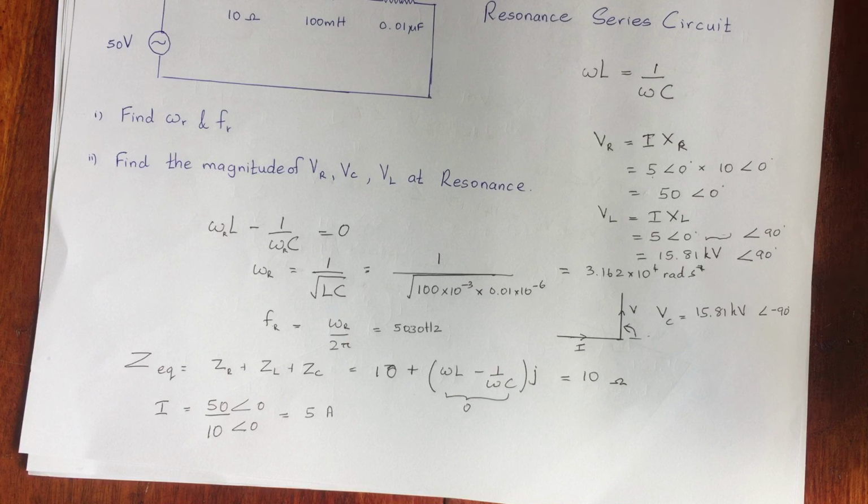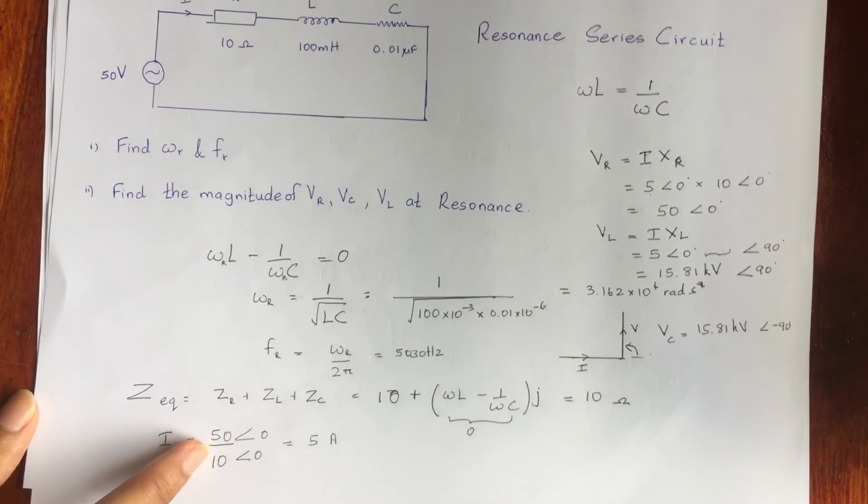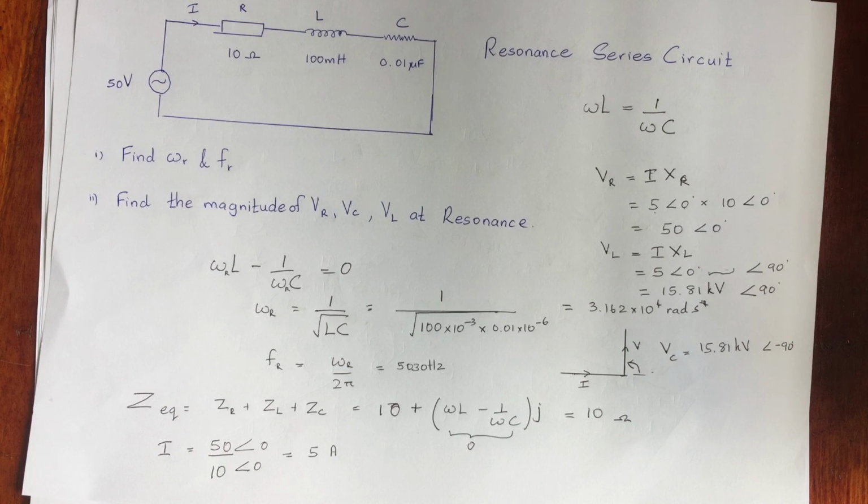So the main part we have studied here is that when there is a resonance in a series circuit, you can directly use that omega L is equal to 1 over omega C.